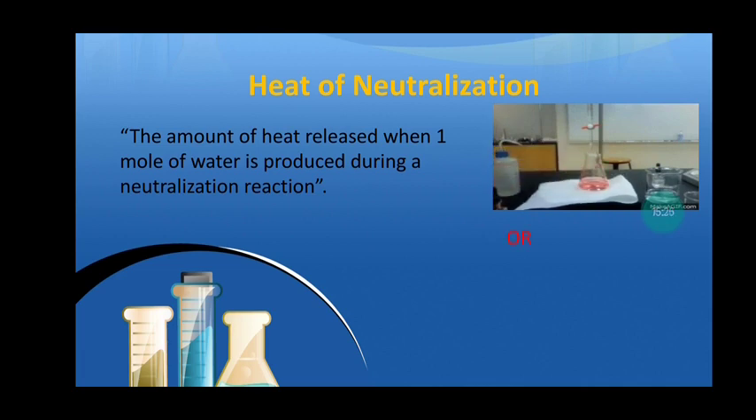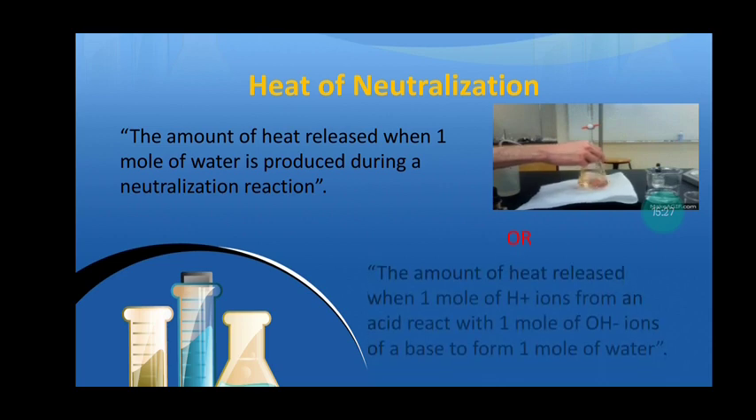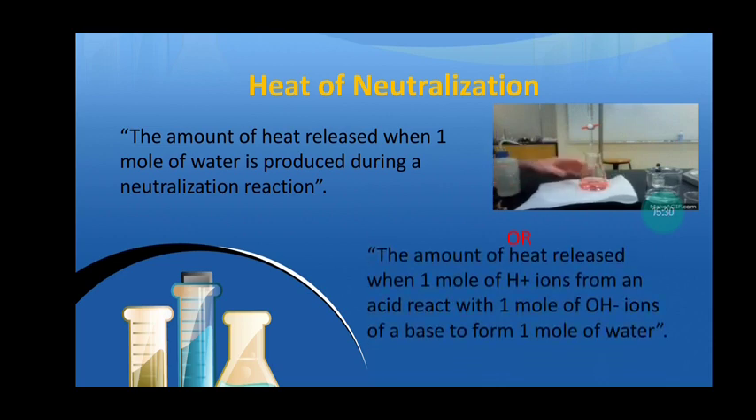Here comes another definition. The amount of heat released when 1 mole of hydrogen ions from an acid reacts with 1 mole of hydroxyl ions from a base to form 1 mole of water. Same meaning. Obviously, 1 mole of water will be obtained when 1 mole of hydrogen ion and 1 mole of hydroxyl ion react together. We know the chemical formula of water is H2O, so we need 1 mole of hydrogen ion and 1 mole of hydroxyl ion.